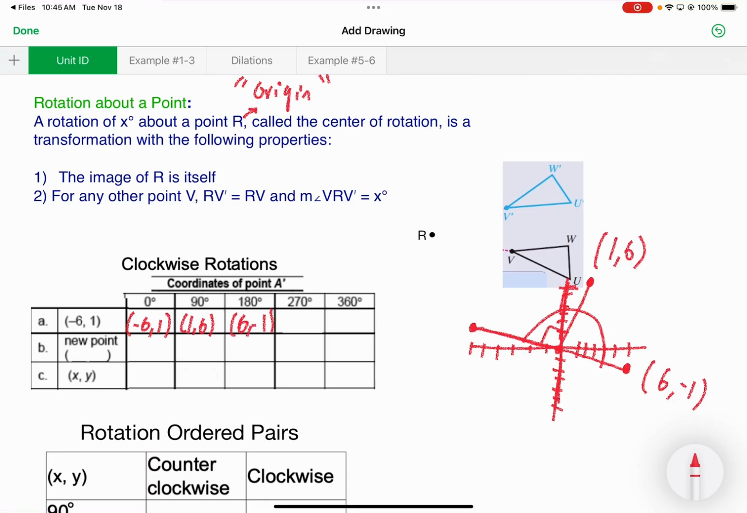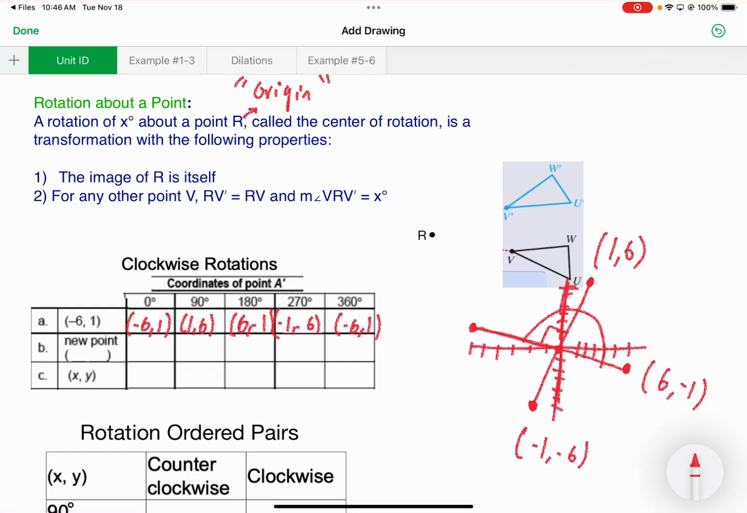Okay? All right, now if I did 270 degrees, that's 90 more than 180, right? So I'm thinking right around here would be that value, okay? What's that coordinate going to be? Good, -1, -6. If I rotate something 360 degrees, what happens? Good. It's back at its original position, right? Or its origin, I guess you could put it that way. So that would also be -6, 1.